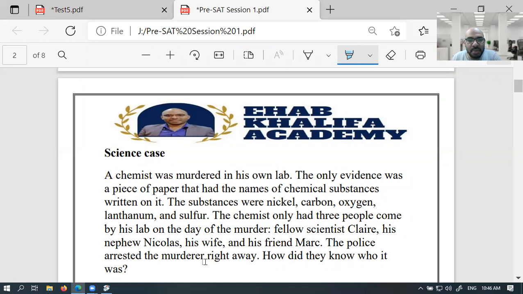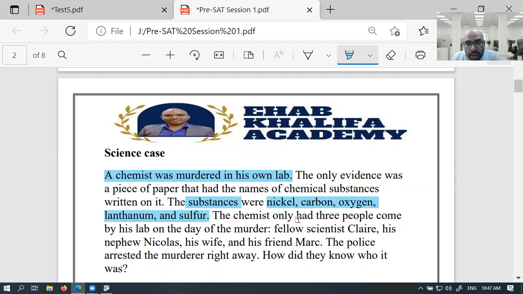The police arrested the murderer right away. How did they know who it was? So I will read it for you. A chemist was murdered in his own lab. The only evidence, here we are given the evidence, a piece of paper that had the names of chemical substances written on it. And here you have the substances.